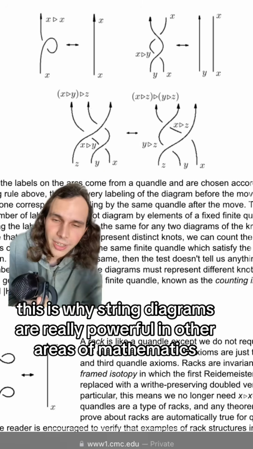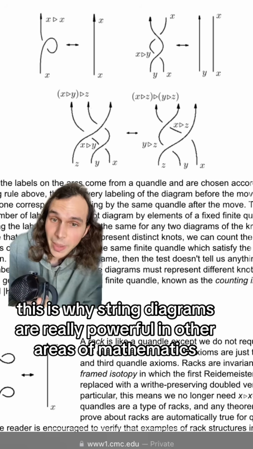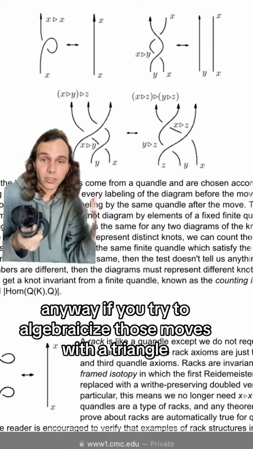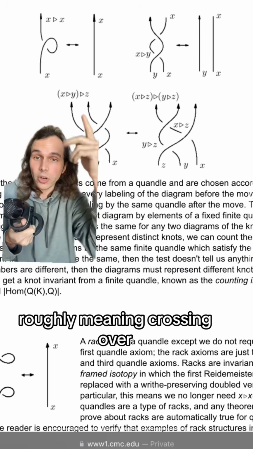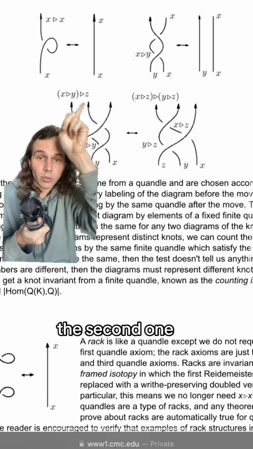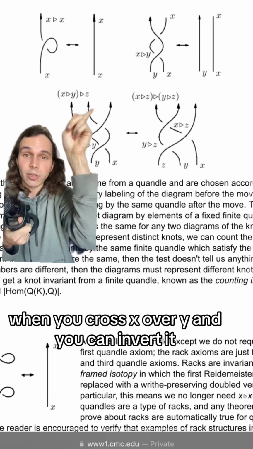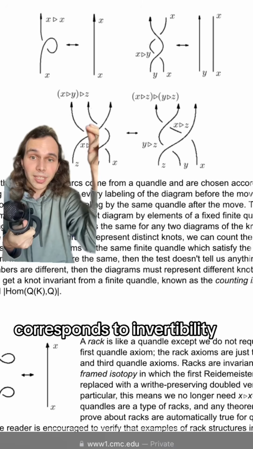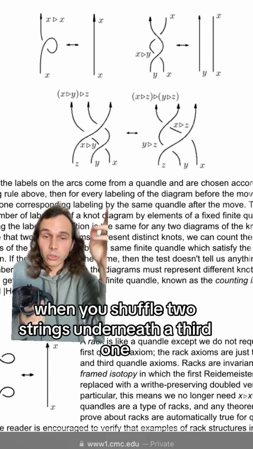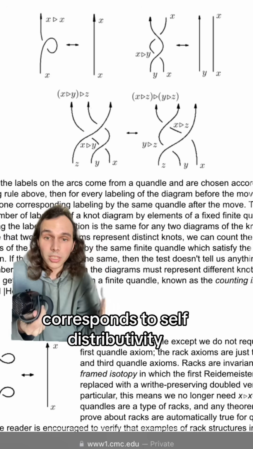This is why string diagrams are really powerful in other areas of mathematics, like category theory as well. Anyway, if you try to algebraicize those moves with a triangle roughly meaning crossing over, you'll find that the first one corresponds to idempotence. The second one, when you cross x over y and you can invert it, corresponds to invertibility, the quasigroup laws. And the third Reidemeister move, when you shuffle two strings underneath a third one, corresponds to self-distributivity.